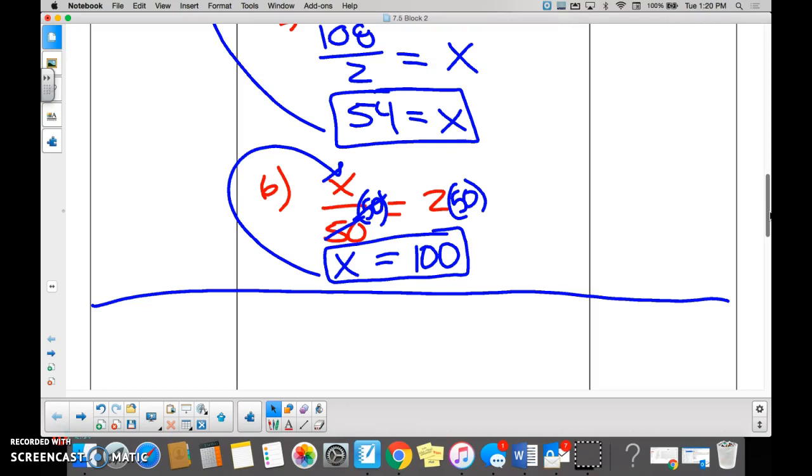So we had x over 50 equals 2. How do you undo division? Multiplication. We multiplied by 50 to get that x all by itself. Make sure you do that to both sides of the equation, and we're good to go. Any questions or clarifications you want from me?